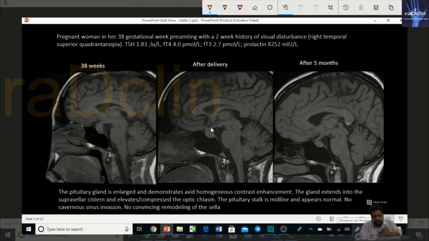Now after delivery, the craniocaudal distance of the pituitary gland decreased. Followed up after 5 months, there was again a decrease in the craniocaudal distance of the pituitary gland. So it was resolving. It's seen in pregnant women. So this is a case of pituitary hyperplasia.